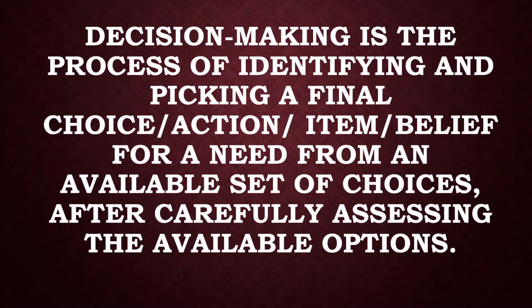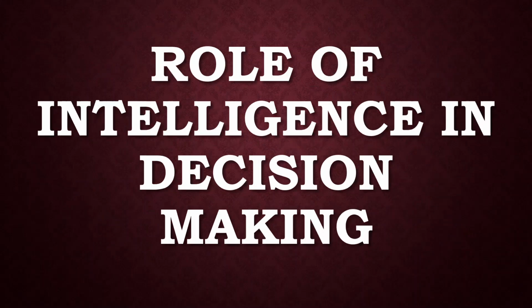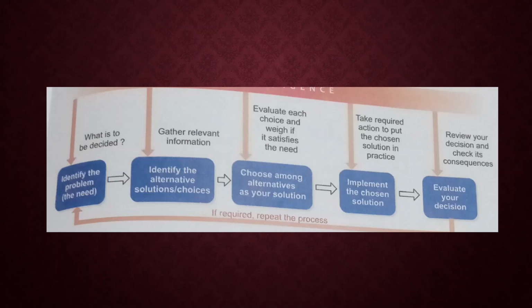So it's the process of making a final choice from the available set of choices. Now, role of intelligence in decision making. So here you can see how we make a decision. First of all, we identify the problem. There we think about what is to be decided. Then after identifying the problem, we identify the alternative solutions or choices.